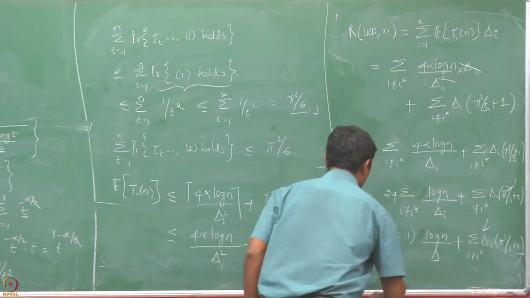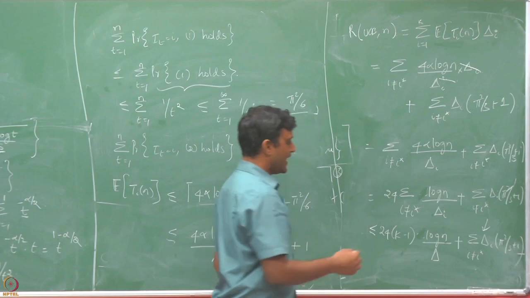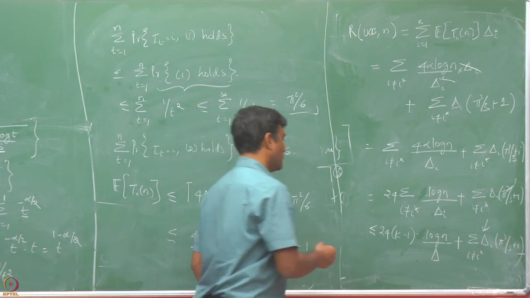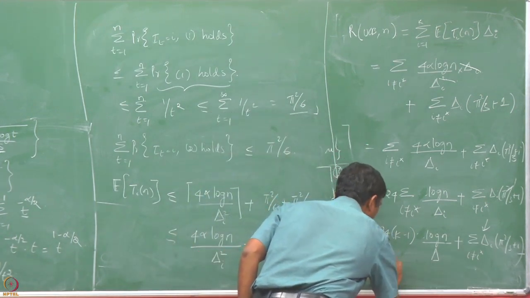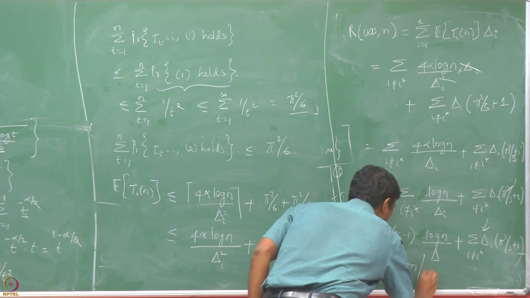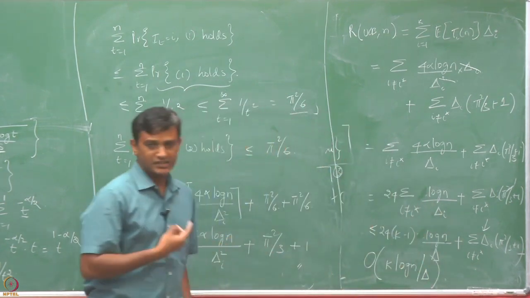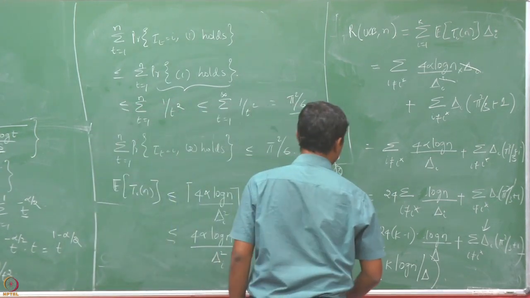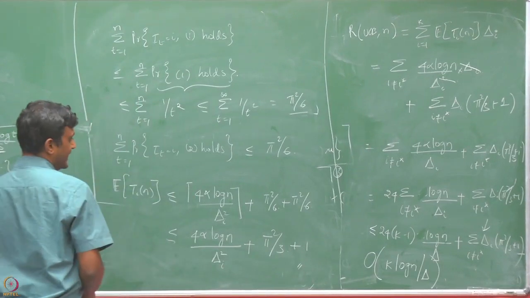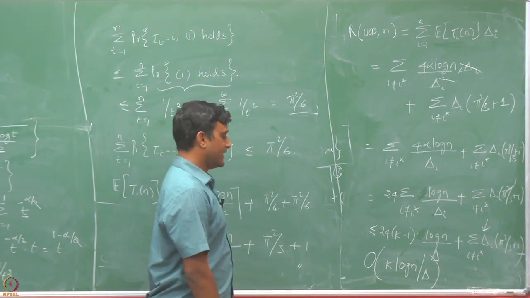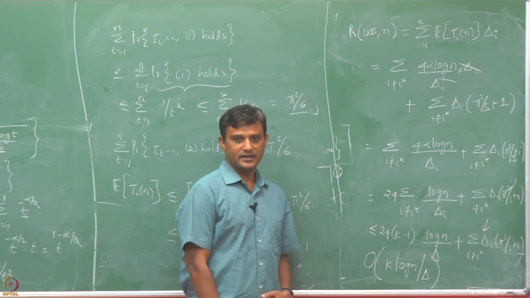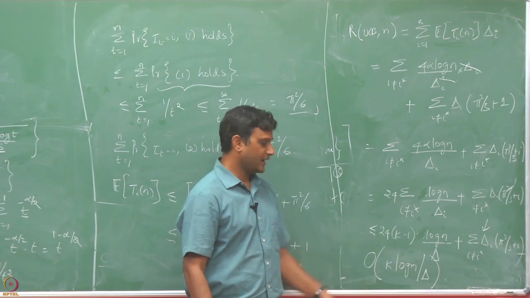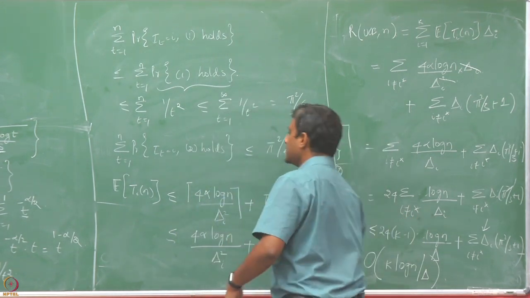And if I write it order-wise in terms of k and the number of rounds, this can be written as order k times log n by delta. This we have already discussed when we introduced this algorithm. So finally, we ended up showing that the regret of the UCB algorithm is order k log n by delta, or more precisely it is given like this, and it is clear that my UCB gives sublinear regret.